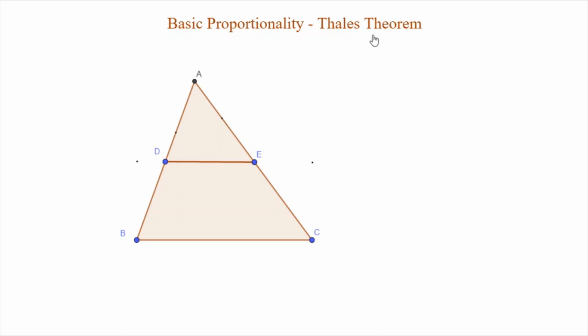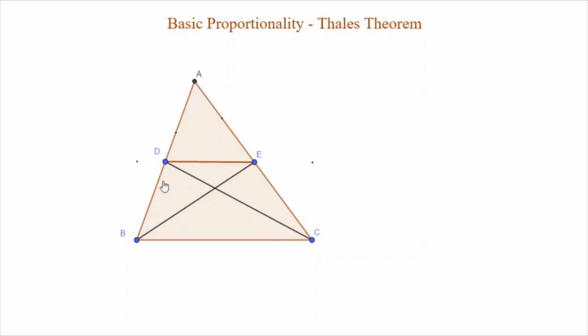Proving Thales theorem, otherwise known as the basic proportionality theorem. So let us take the triangle ABC and draw a line DE in such a way that it is parallel to BC. So DE is intersecting AB at D and AC at E. Now let us join B with E and D with C.